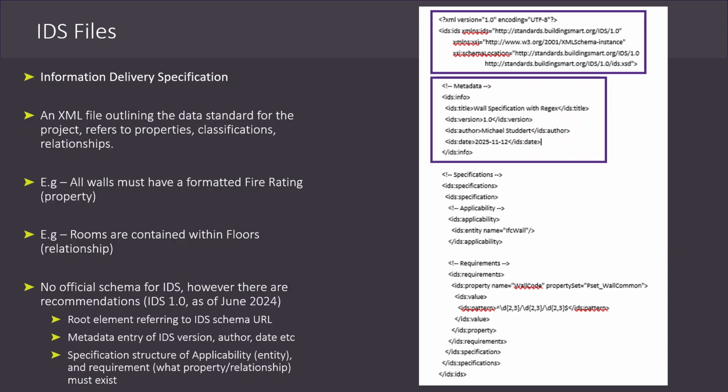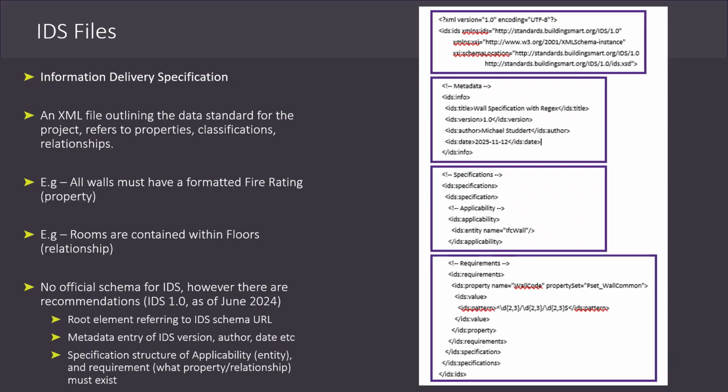Then you've got the actual specification here, and you can see how the XML structure sort of breaks down into the applicability of what entity it's after, and then the actual requirements of what that has to be. So referring to the property set, and then the actual pattern of the regex, and you can see how it kind of goes down into property value and then back up to close off the specification.